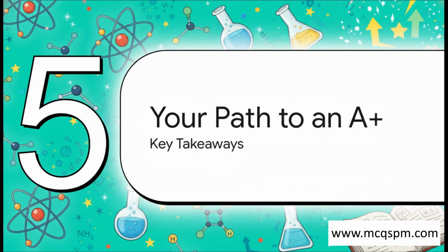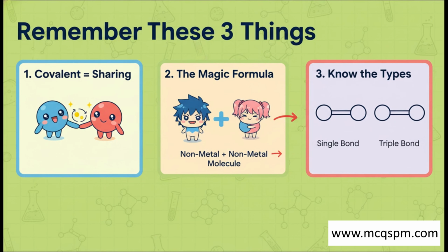Whew, we've covered a ton of ground, haven't we? So let's boil it all down to the absolute essentials you need to remember for that A+ in chemistry. Okay, if you're cramming, here are the 3 golden rules you absolutely need to burn into your brain. 1. Covalent equals sharing. Got it? 2. The magic formula, nonmetal plus nonmetal. And 3. Know your bond types, single, double, or triple. It all just depends on what the atoms need to do to feel stable.